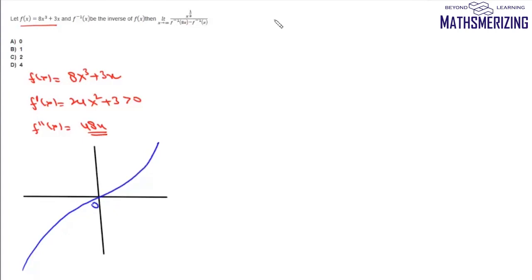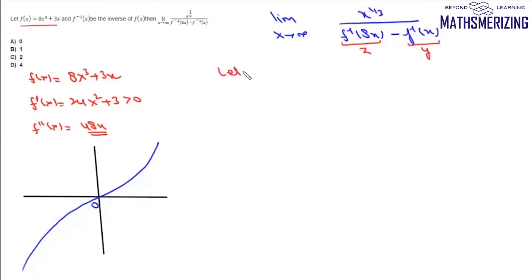Now we have to solve this limit, which is limit x tends to infinite x to the power 1 by 3 upon f inverse of 8x minus f inverse of x. Now what we'll do is, we'll say let f inverse of 8x be z and let f inverse of x be some y. We'll write let f inverse of 8x equals z and f inverse of x as y.